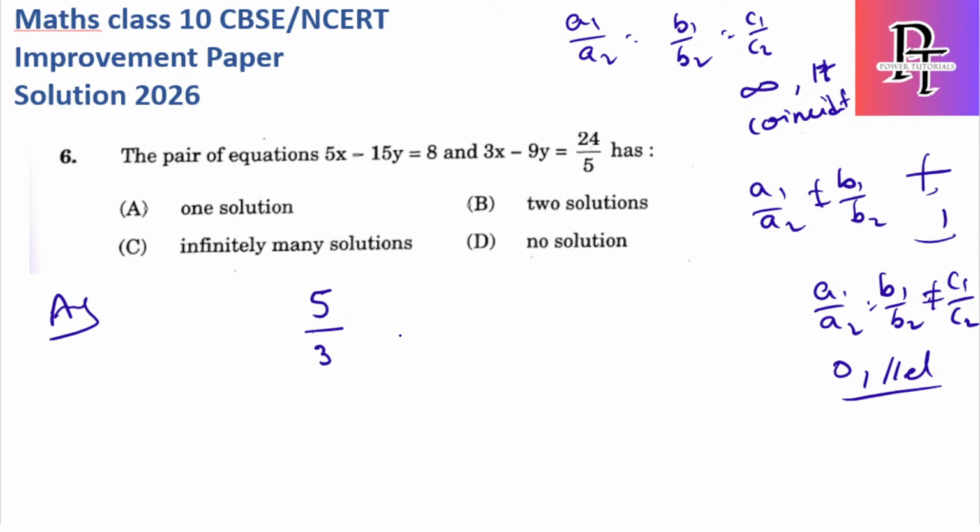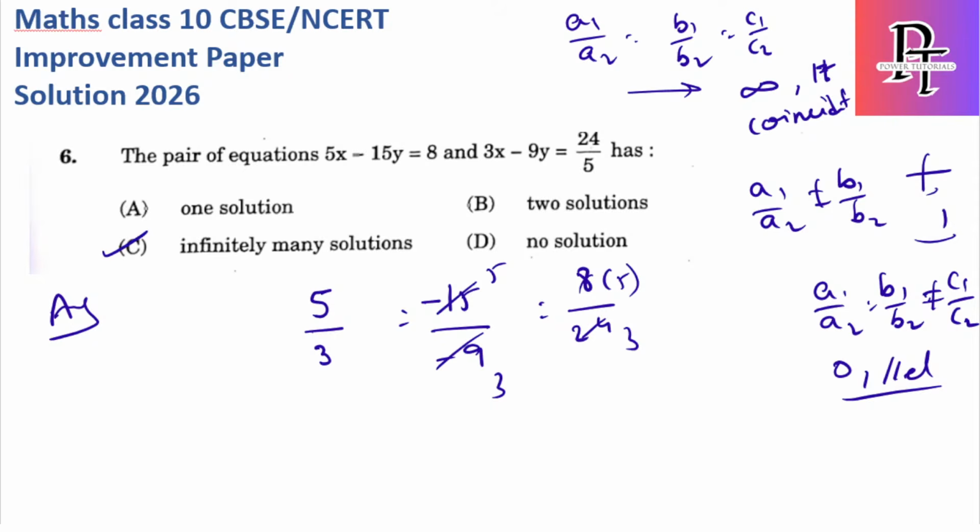a1 is 5, a2 is 3, b1 is minus 15 and b2 is minus 9, c1 is 8 and c2 is 24 by 5. So this I can change: 5 3s, this also 3 5s, 3 3s. So all are 5 by 3. If a1 by a2 is equal to b1 by b2 is equal to c1 by c2, what is the condition? It is the first condition, coincident or infinite solutions. So the answer is C.